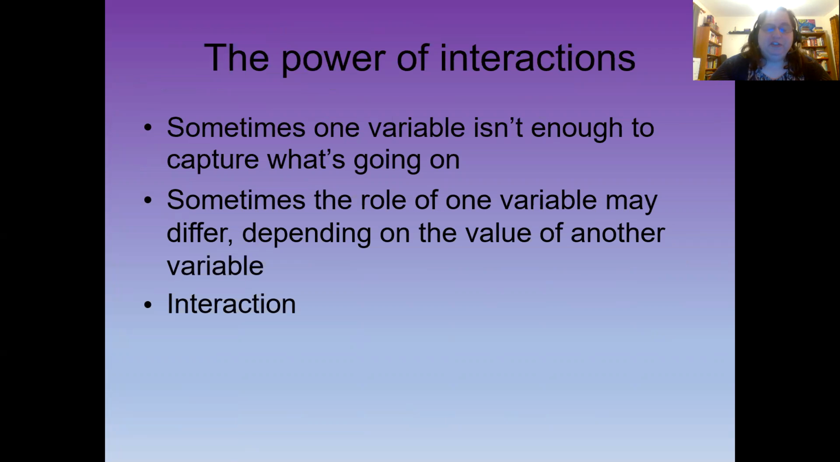So let's talk about interactions, because that's the real power of factorial ANOVA. Sometimes a variable isn't enough to capture what's going on. Sometimes the role of one variable may differ depending on the value of another variable.